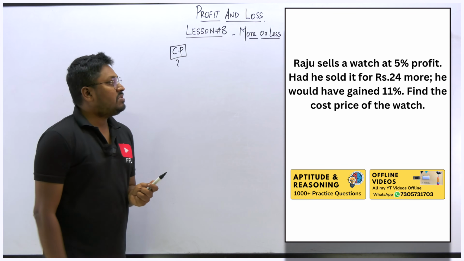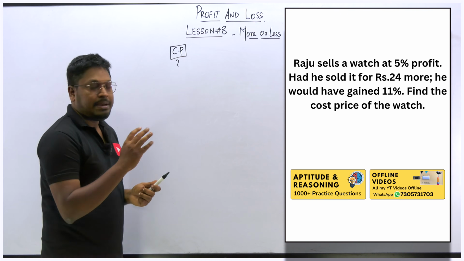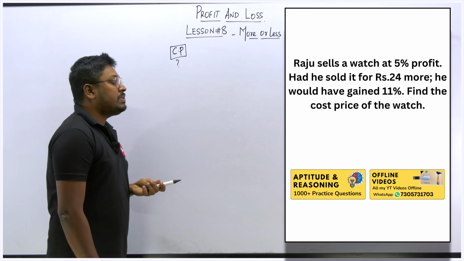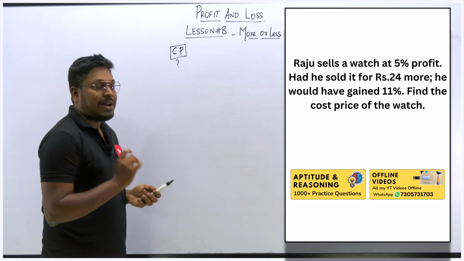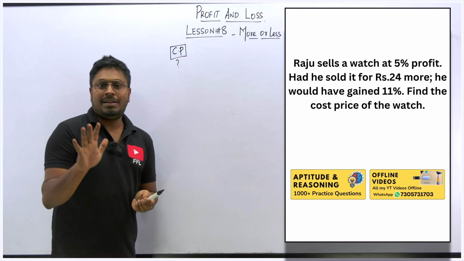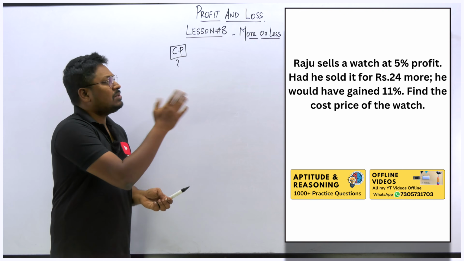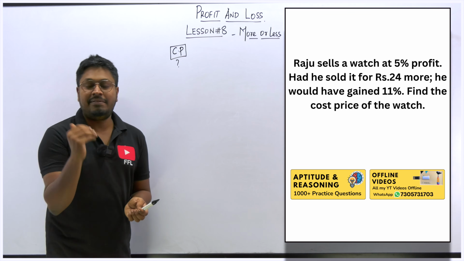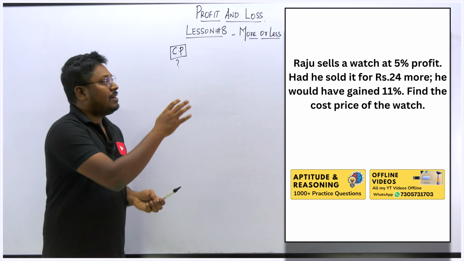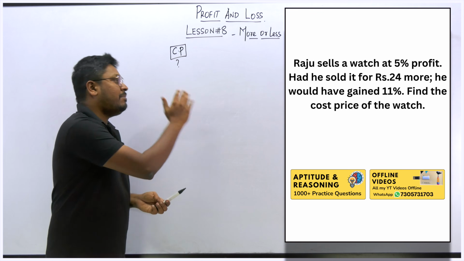Second question. Raju sells a watch at a 5% profit, and if he had sold it for 24 rupees more, he would have gained 11%. Find the cost price of the watch. A similar concept question, right? These two are both profit. In case one value is a loss, I will teach you how to solve the question. But in the next question I will teach you that same concept.